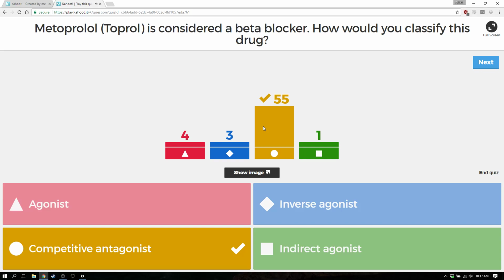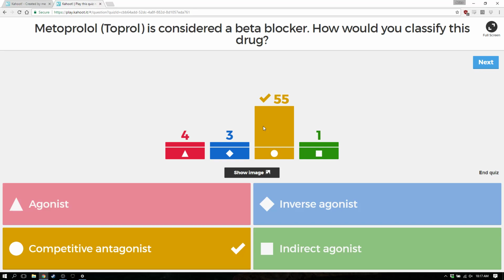Competitive antagonist. What does that mean, competitive antagonist? So it sits on the receptor, right? Does it activate it? No. Does it do the opposite effect? It just sits there. It doesn't do anything, right? It has no intrinsic activity at the receptor. It just sits on it. So it has affinity, but it doesn't have any actual activity, right?